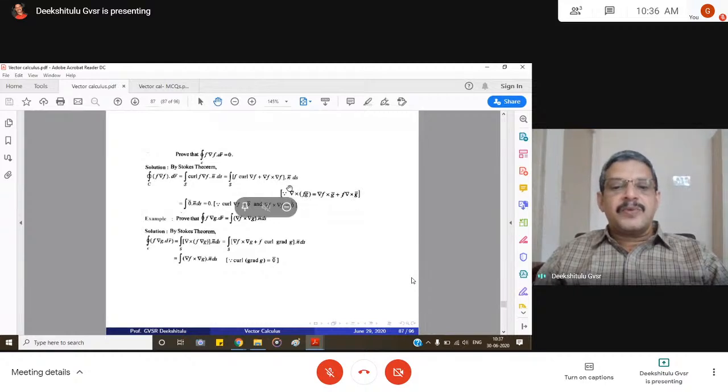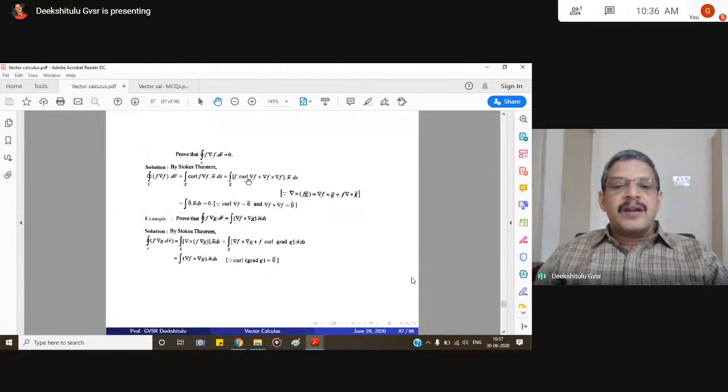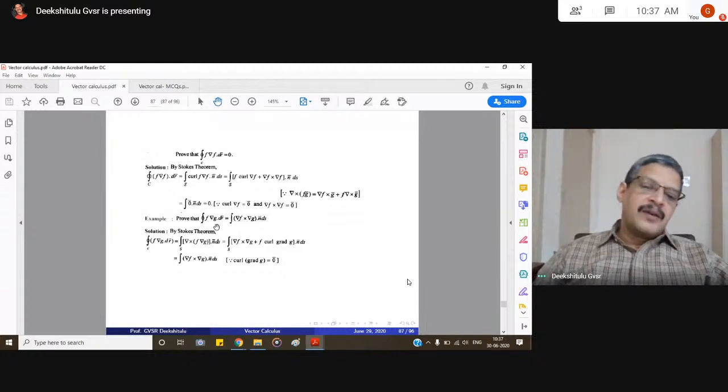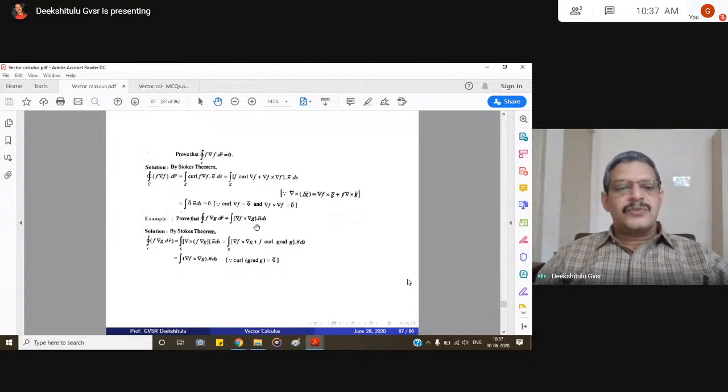If you apply this property, then the curl of a gradient is 0, and the cross product of the same vector, a cross a, is 0. So simply this integral becomes 0. So the integral over C of f grad f dot dr is equal to 0 because we have applied Stokes theorem. If you don't know how to apply Stokes theorem, it takes a very long time. Now do that, f grad g dot dr.